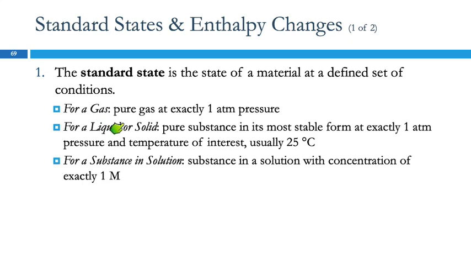For a gas, that means that you have the pure gas at 1 atmosphere of pressure. For a liquid or solid, that's going to be the pure substance in its most stable form at 1 atmosphere of pressure, and the temperature of interest, which is usually 25 degrees Celsius, which is considered room temperature. If you have a substance in solution, it is the substance with a concentration of exactly 1 mole per liter. So that's what we define as the standard states.